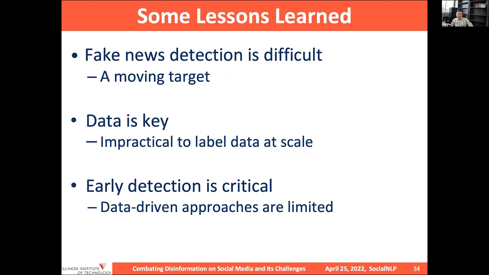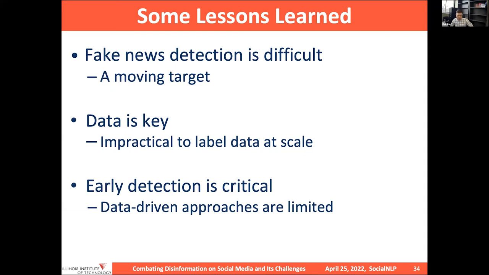So first of all, fake news detection is difficult. There are many reasons. For example, it is evolving, and the past may not indicate the future, right? Some news may be true currently, and can become false in the future. So it is really a moving target, okay? And we know data is the key to building effective machine learning algorithms. But the case is we don't really have a large-scale number of labeled data. So how can we tackle this problem, right?